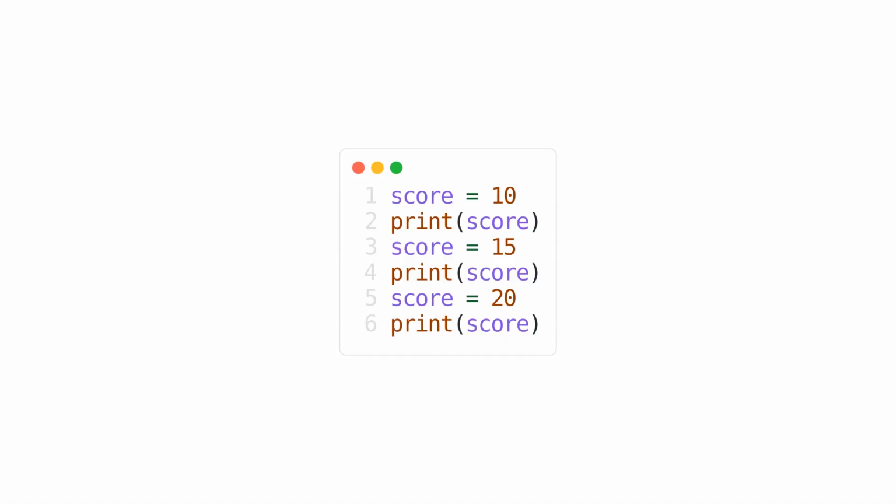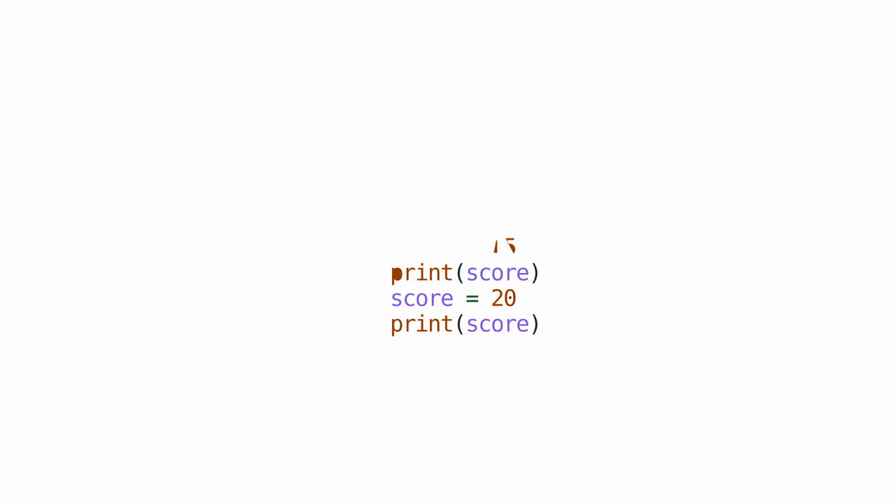First, score gets 10. When we print it, we see 10. Then we put 15 into score. The 10 disappears completely. Print it again, and we see 15. Finally, we put 20 in. The 15 is gone forever. Variables only remember their current value.